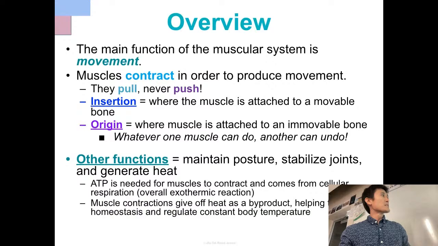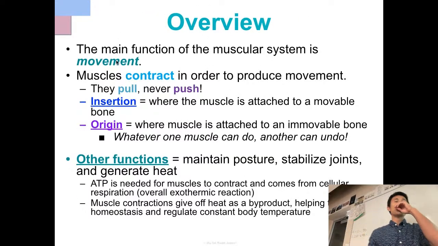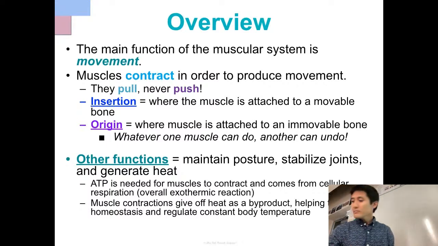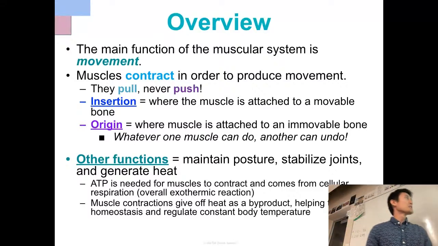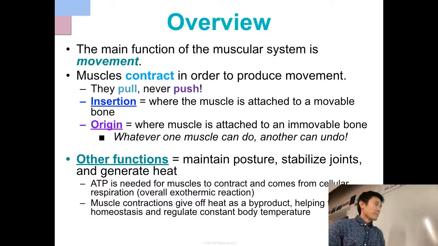What are the overall functions of the muscle? The overall function of the muscular system is to help you move. That is the main function. You might want to jot this down on page 37. Okay, the main function is to move, but there are some other functions that you should just be aware of. Jot them down.